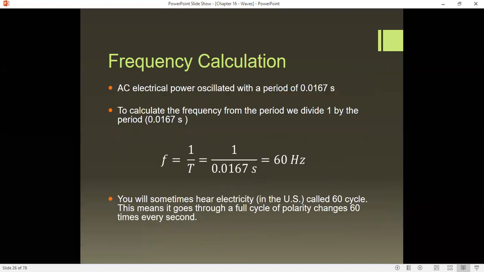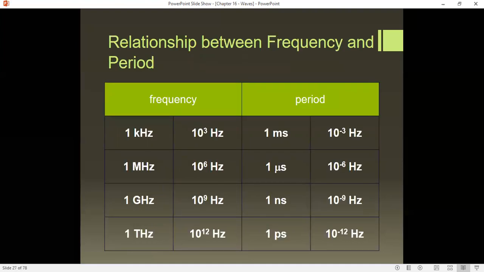Now, AC power oscillates with a period of 0.0167 seconds. What if I want to convert that into frequency? In the previous case, we took a frequency and converted it into period. Now we're going to do the reverse. Once again, all we need to do is take the multiplicative inverse. 0.0167, if we take the inverse, is 60 hertz. Sometimes this is called 60 cycle. So here we can see the relationship between frequency and period.